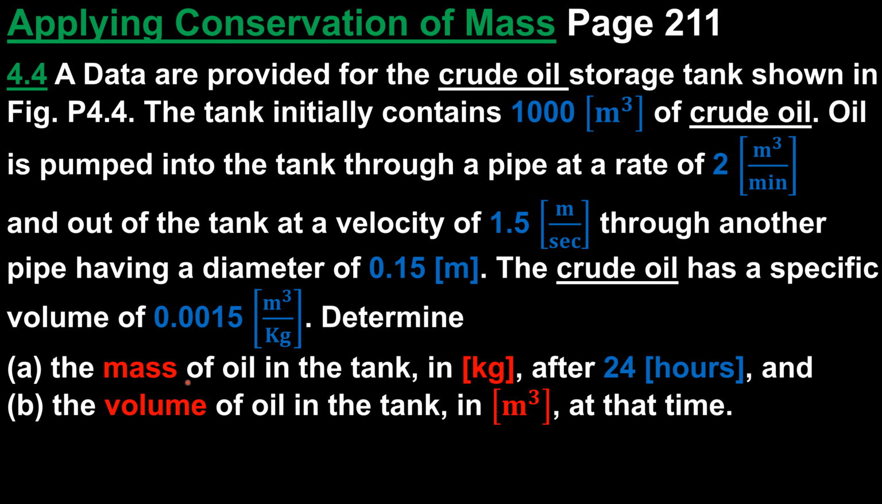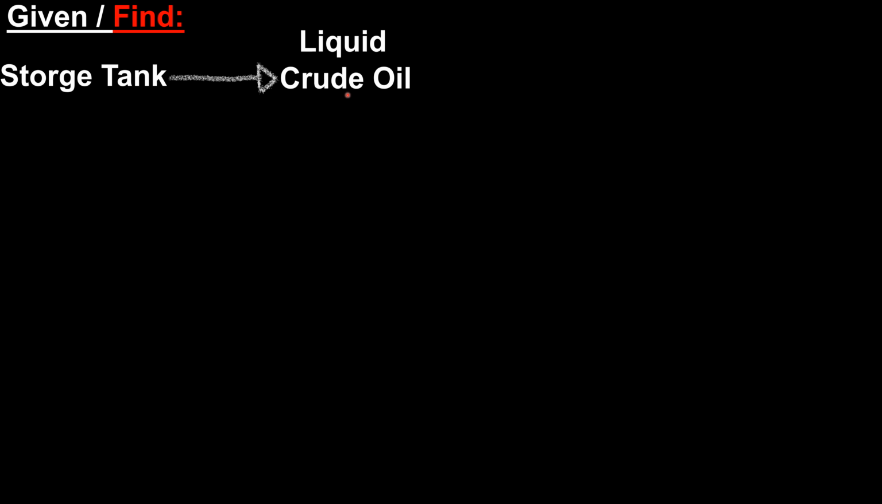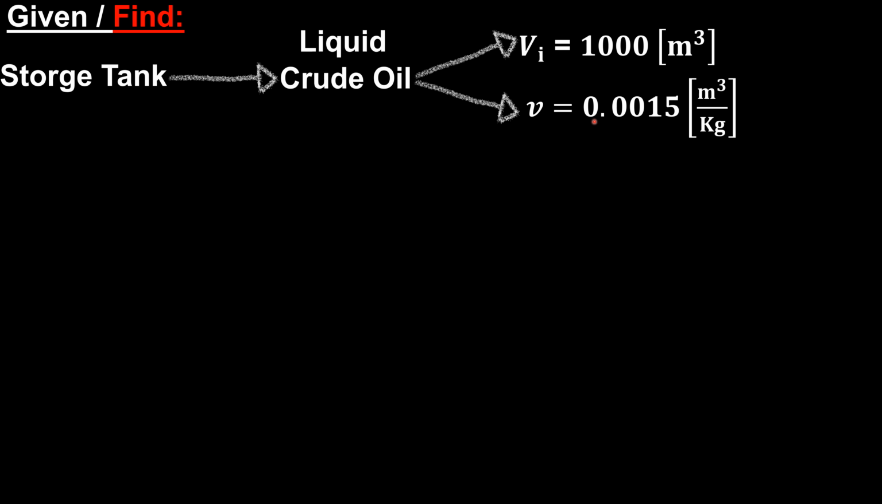Determine A, the mass of oil in the tank in kilogram after 24 hours, and B, the volume of the oil in the tank in meter cube at that time. So first thing, let's see what is given and what we need to find. Here we have a storage tank. Inside the storage tank is crude oil, and the state of this matter is liquid. Initially, the crude oil is at a volume of 1000 meter cube and a specific volume of 0.0015 meter cube per kilogram.